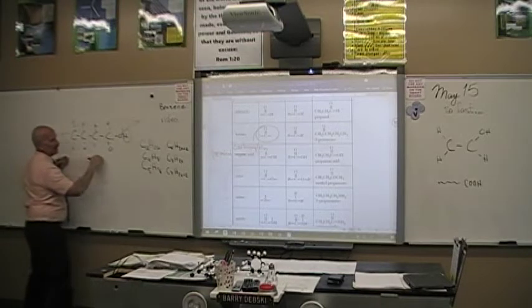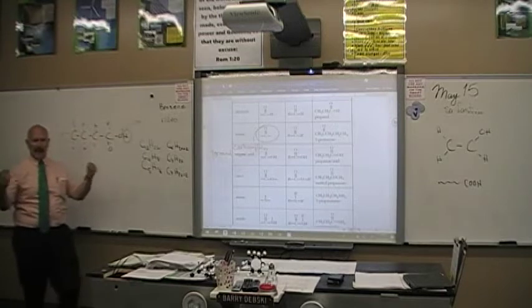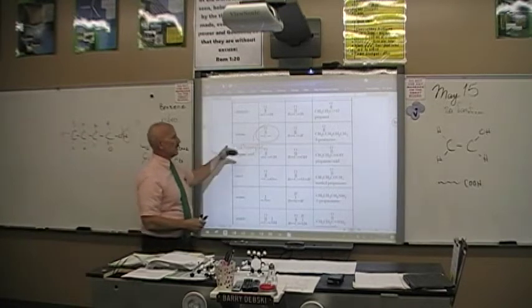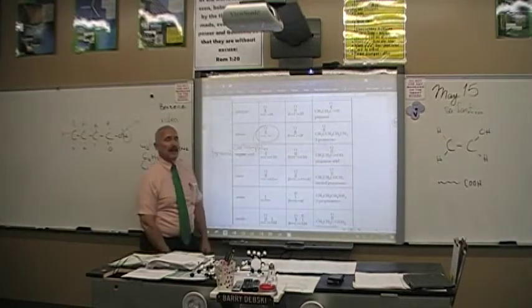I'll have this with a negative charge and a hydrogen floating over there as a positive charge, just like our acids and bases do. So carboxylic acids do form acids. Their name is always going to have the name acid in it.